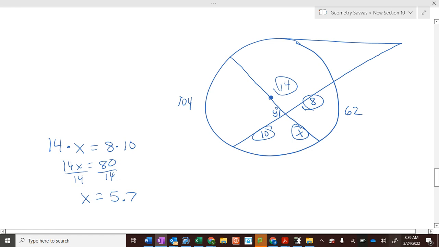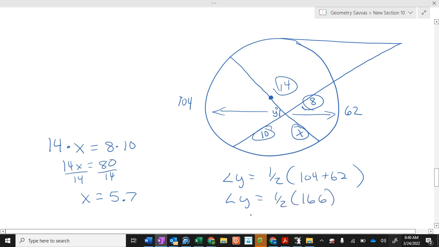How do we figure out y? And again, this is from our last lesson on Tuesday. Has something to do with that and that. The angle on the inside equals 1/2 of 104 plus 62. When the angle's on the inside, you add these two arcs. When the angle's on the outside, you subtract them, taking the bigger arc minus the little arc. So, angle y equals 1/2 of 166. Half of 166 equals 83.